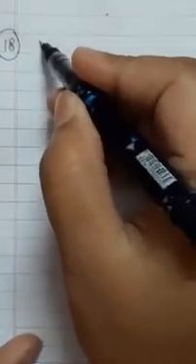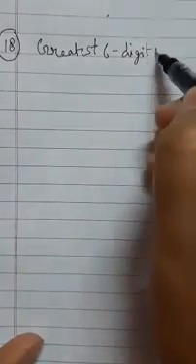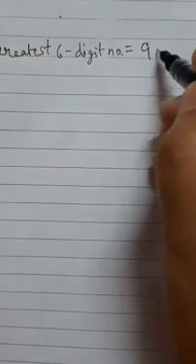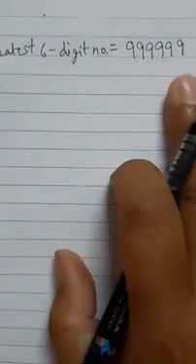Okay, let us proceed further with question number 18, which says that we have to find the greatest 6-digit number which is a perfect square. Now when we talk about a greatest number, that will be in the sequence of 9. So let us first write the greatest 6-digit number. It will be all in the sequence of 9, because 9 is the largest single digit. So it will be 999999. If we have 6 nines in a sequence, that is the greatest 6-digit number.